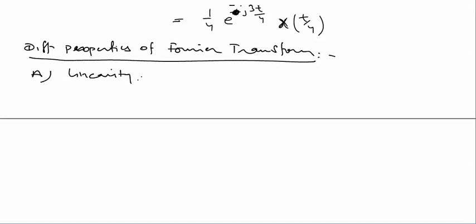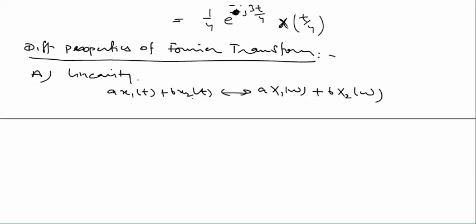Linearity. The linearity property is: a x1(t) plus b x2(t) is denoted by a X1(omega) plus b X2(omega). The linearity property is a combination of two rules, superposition and homogeneity. An example for the linearity property is x(t) equals e power minus a mod t.